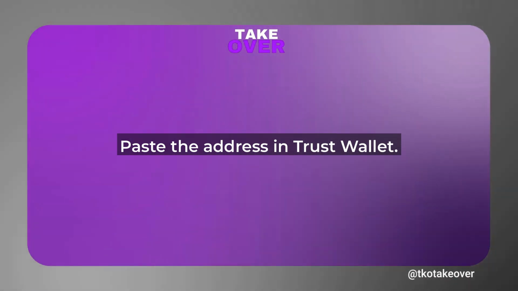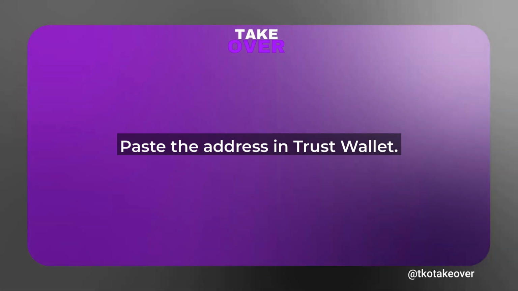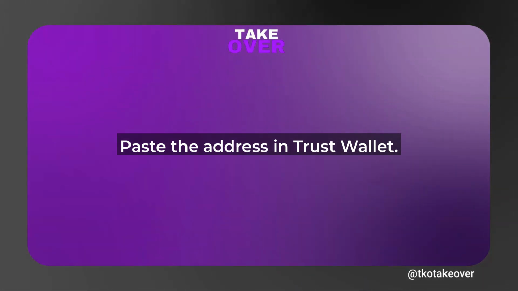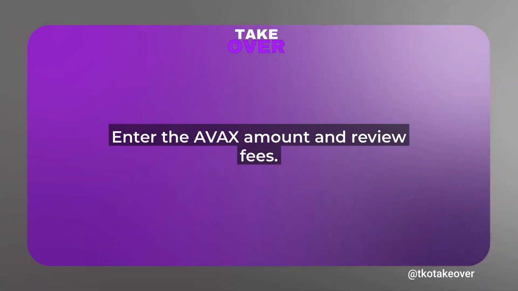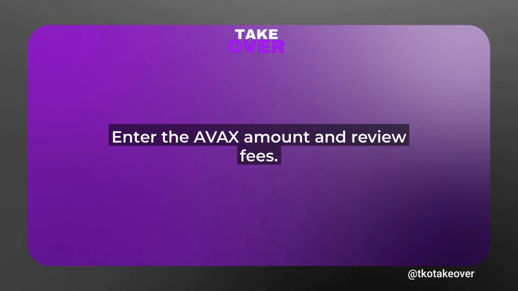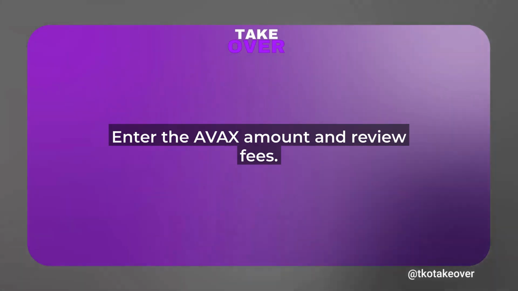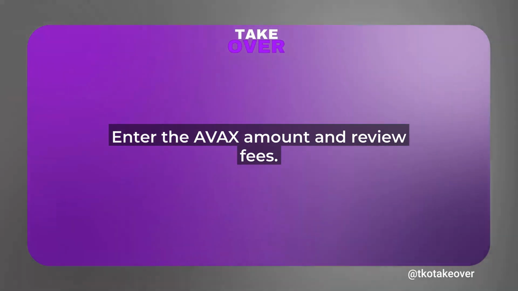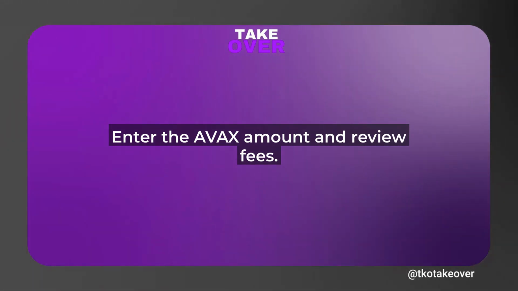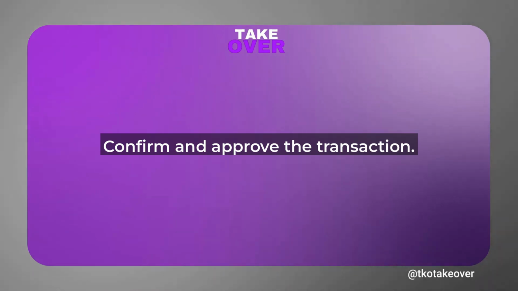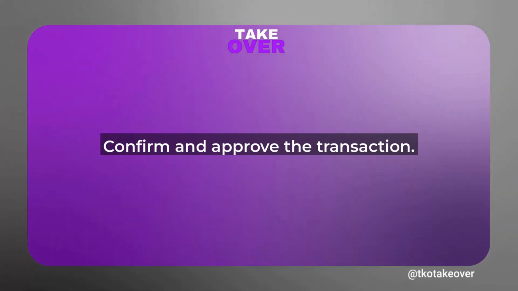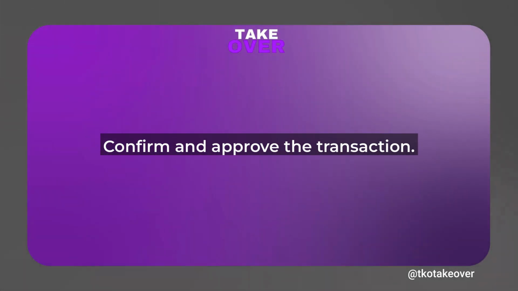Head back to Trust Wallet, select your AVAX, and hit the Send or Withdraw button. Paste the Phantom Wallet address into the recipient field, enter the amount you want to transfer, and review the transaction details carefully. Don't forget to check for any network fees. They can vary based on congestion. Once everything looks good, confirm the transaction.